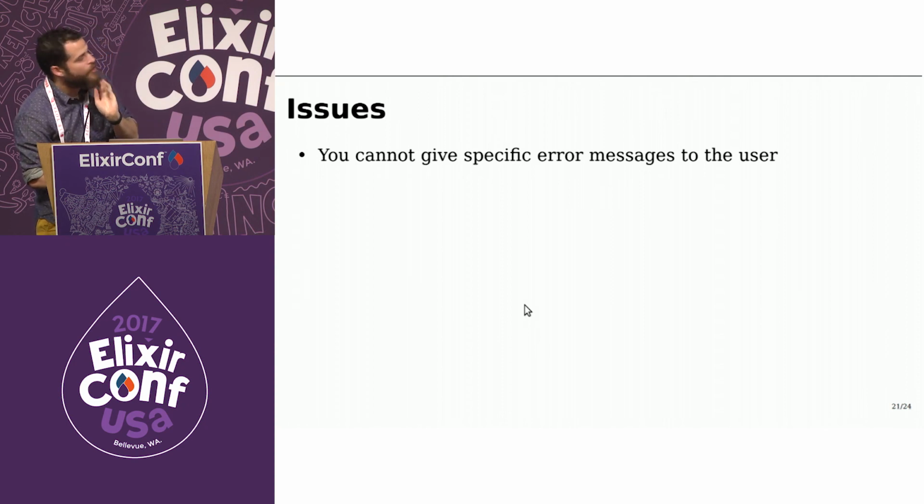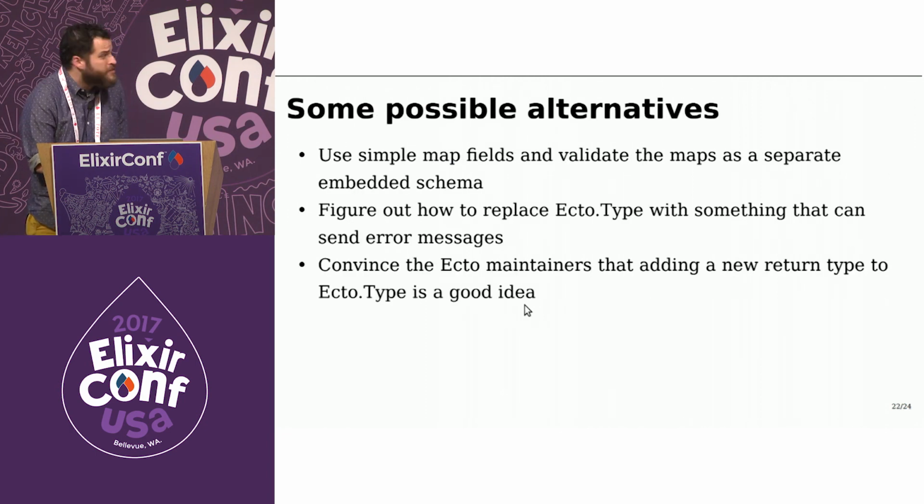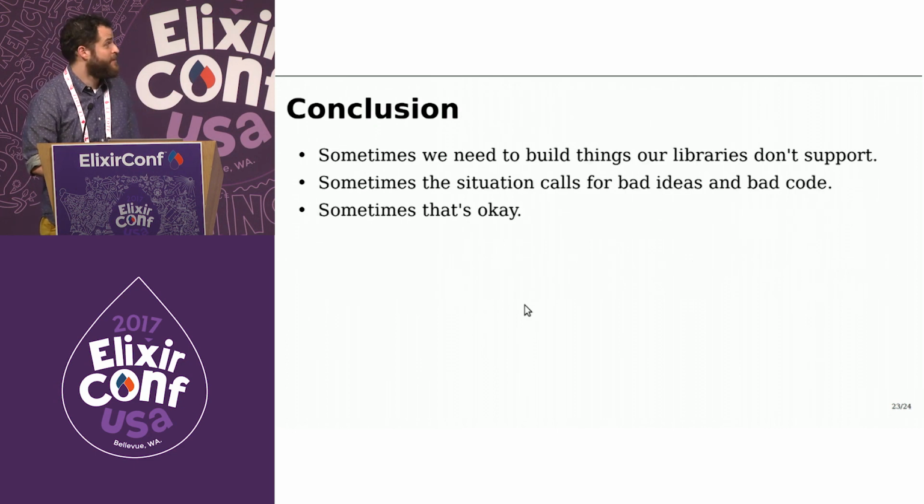I have 30 seconds. Oh no, I have a minute, slightly. So the issue is you cannot give a specific error message to the user, because when you aren't valid with an Ecto type, it just says "is invalid." Possible alternatives might be using simple map fields and then validating the maps as separate embedded schemas, but that would probably be a lot of janky code also. Another possibility is figuring out how to replace Ecto.Type with something that can send error messages. I did a quick look into that, and it didn't seem terribly possible or easy. And the other one is to convince the Ecto maintainers that adding a new return type to Ecto.Type is a good idea, which I'm not sure it is.